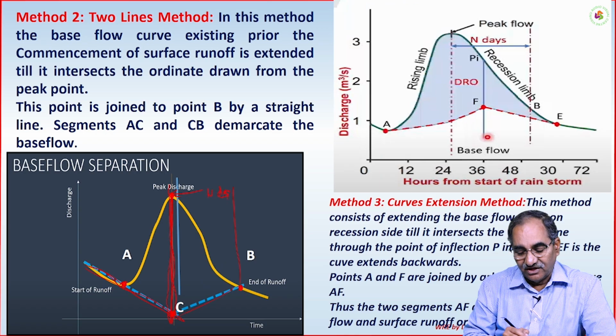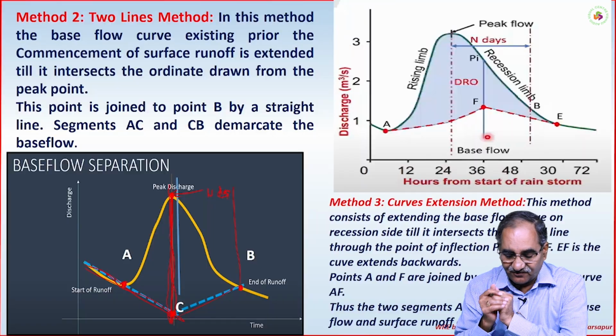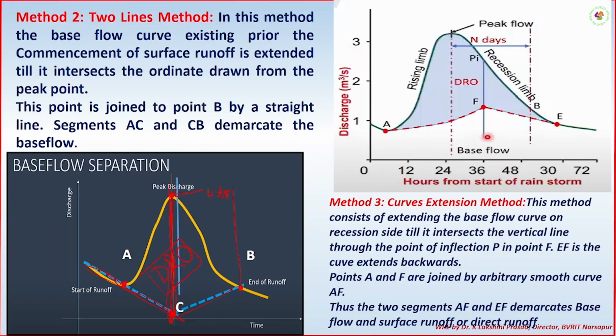That is the thing. So below ACB is what we call base flow. Above this is called direct runoff. This is the second method. What is the third method? There is a small difference between the second and third methods. What is the difference between the second and third methods?